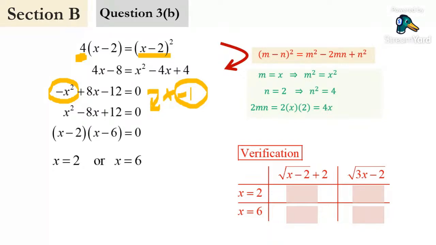Do they give the same value on left and right? So when x equals to 2, sub to the left-hand side, I got 2. Sub to the right-hand side, also got 2. So therefore, x equal to 2 is a valid answer.